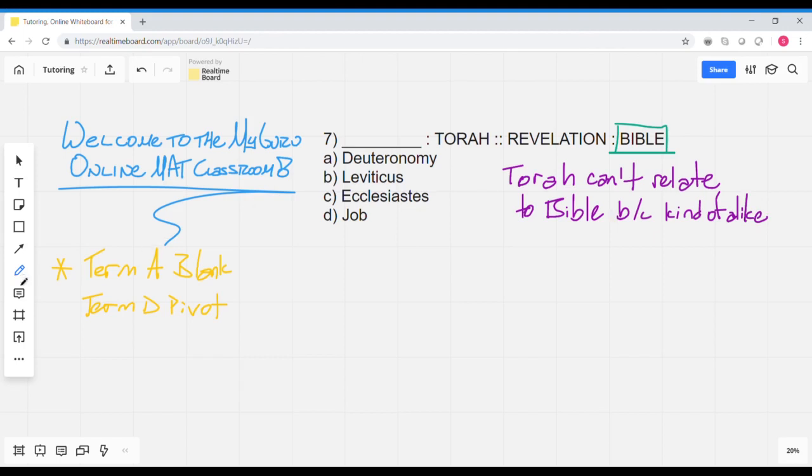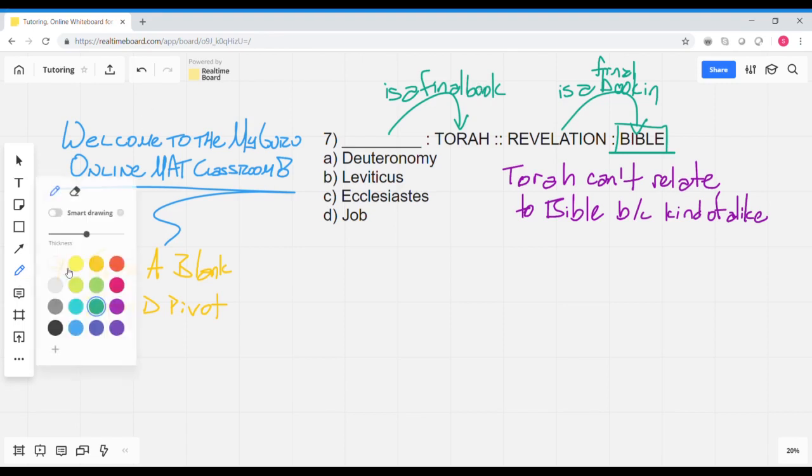So it has to be that Revelation relates to Bible somehow, and it's a book in the Bible, and it's actually the final book in the Bible. So it's your job then to determine what the final book is in the Torah, and it's quite possible that you don't know any of these from each other.